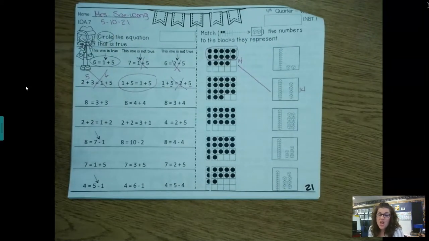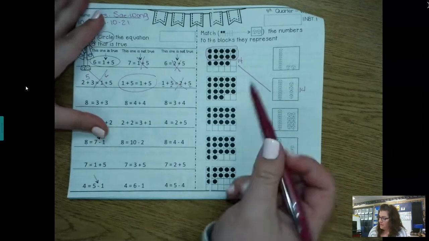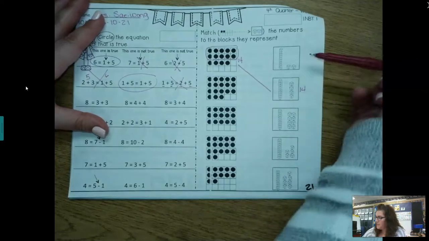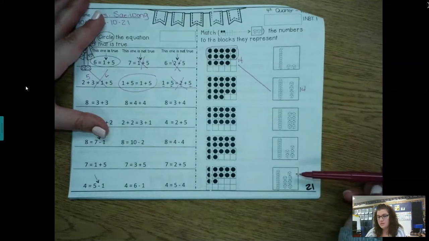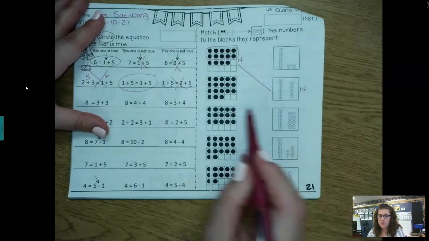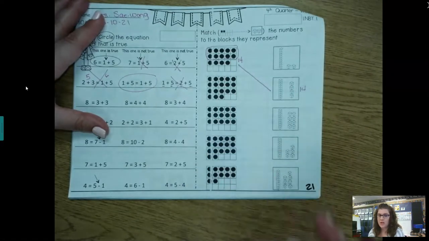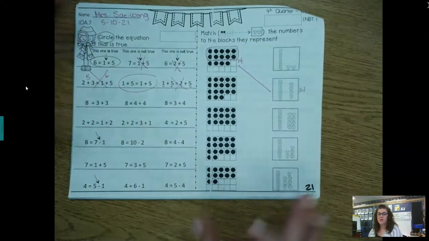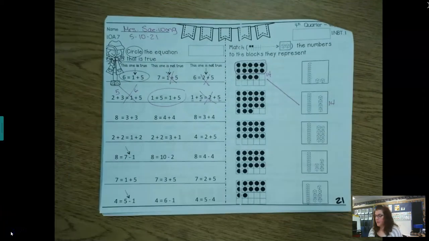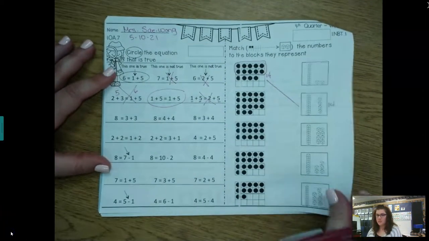All right, my friends. So I want you to go through and finish counting the dots in our 10 frames and then finish counting the blocks in each picture and then match each picture so that the 10 frames match their blocks. Hit pause, work on the right-hand side of the sheet, and come back when you're ready. All right, if you're back with me, that tells me you are done with page 21. Let's turn the page.